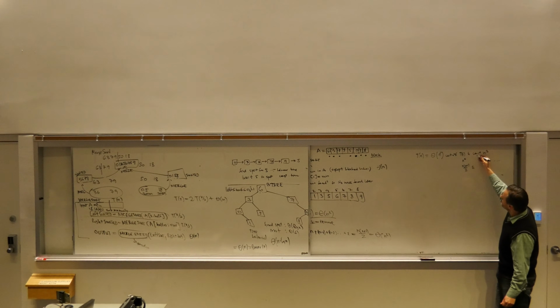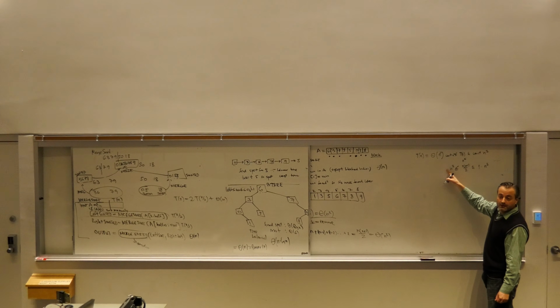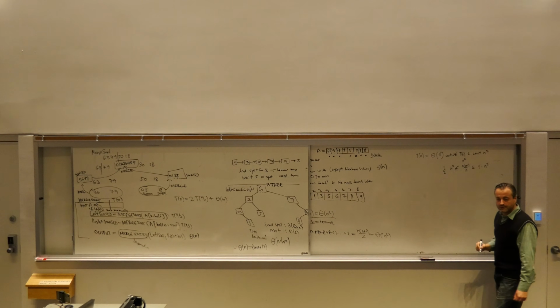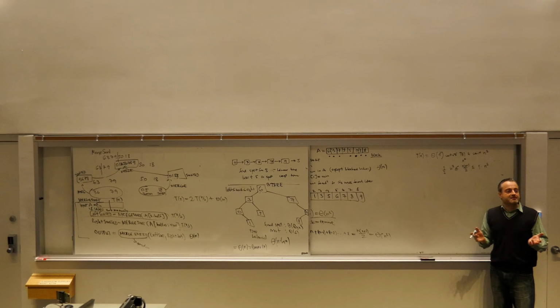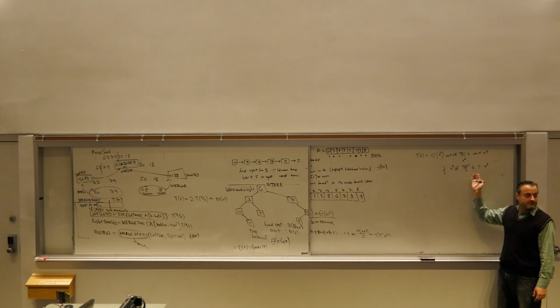Can anybody give me a constant that works here? 1 times n squared, is that correct? Can anybody give me a constant that works here? 1 over 2? So we say they are both theta of n squared because they're within constants of n squared.